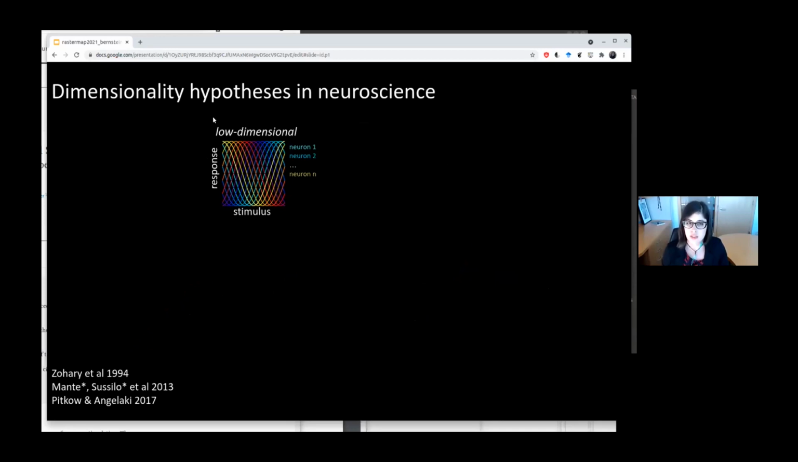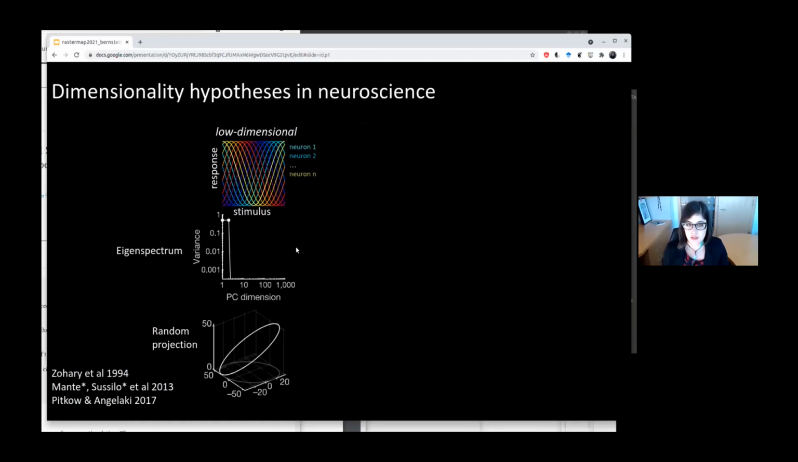Low dimensional representations, for instance, would be if we have a single one-dimensional stimulus, and we have these tuning curves like this that are quite wide. You'd have a low dimensional representation of this one-dimensional stimulus space. So you'd have two significant eigenvalues, for instance, if we're computing dimensionality this way, and then you have this smooth representation of this stimulus space.